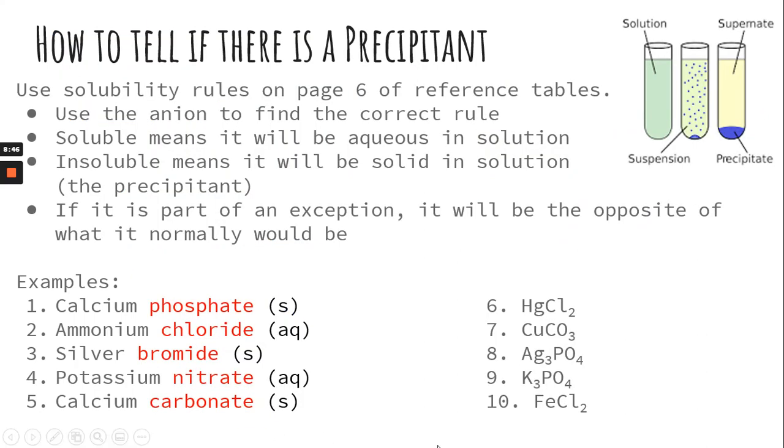All right, use your page 6 and try numbers 6 through 10. We already did 1 through 5, so pause the video and try 6 through 10. All right, remember you had to use that anion, those second things in the formula, and there's the answers.